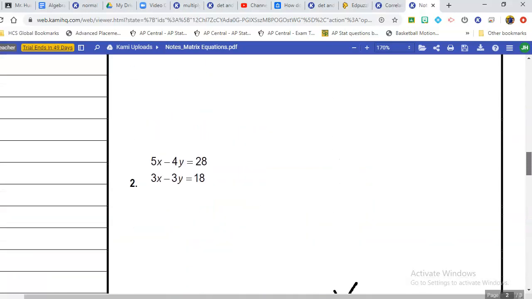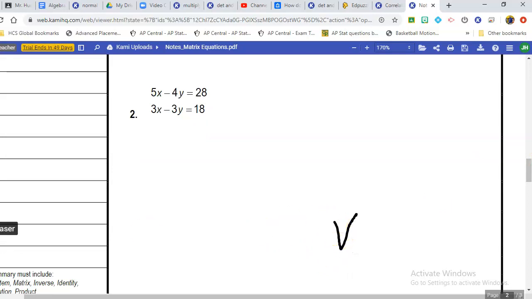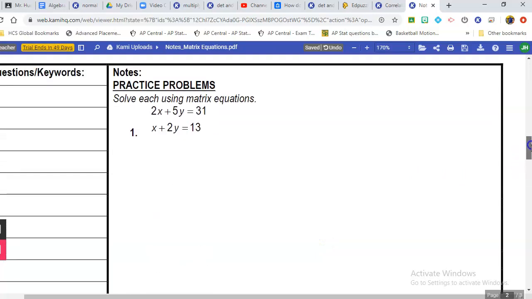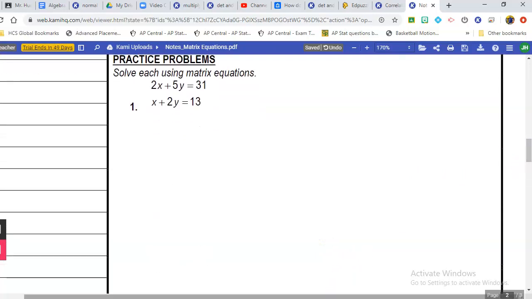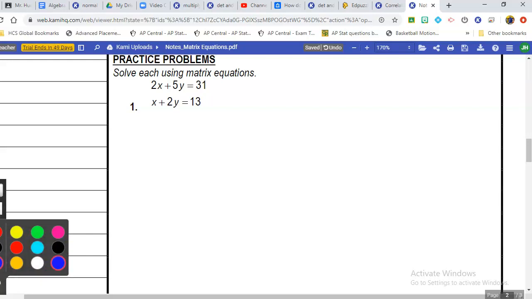Okay, so that said, let's take a look at a couple more problems that we'll do together, and I'll lead you through. Let me clear this out a little bit and get everything set up on our screen. Okay, so our system of equations is 2x plus 5y equals 31, and x plus 2y equals 13. We will start off by setting up a matrix equation here. So we'll just take our coefficients, 2, 5, 1, and 2. And we're going to multiply that.